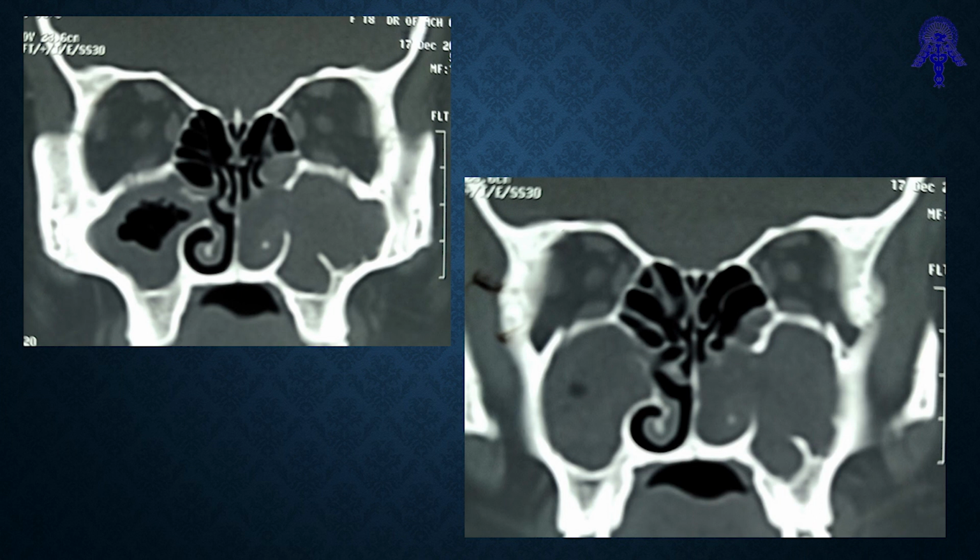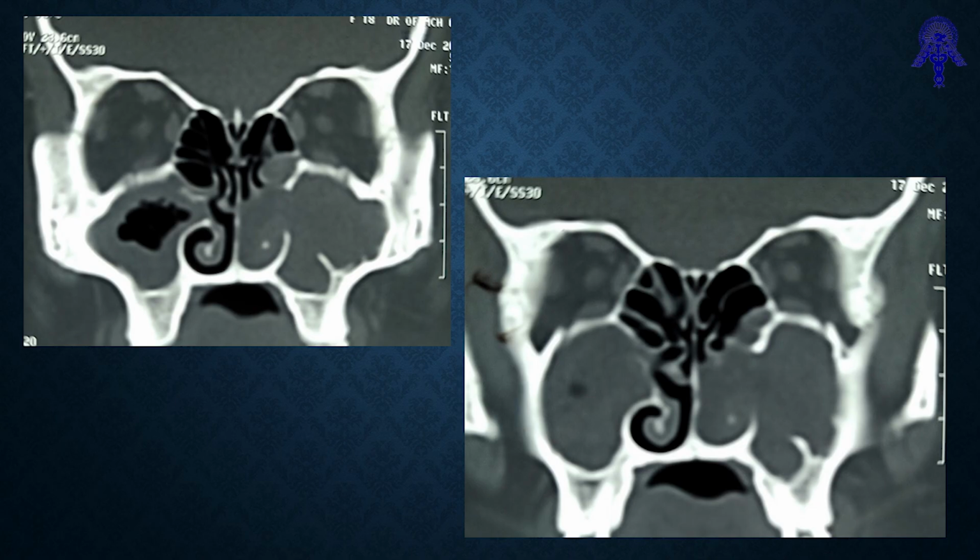Here you can see the opacities occupying both the maxillary sinuses. On the left side it is quite extensive, and on the right side you can see the mucosal thickening. To further delineate how much is secretion and how much is actually the polypoidal thickening, you can do an MRI if you wish. Okay. So this much about the CT scan.